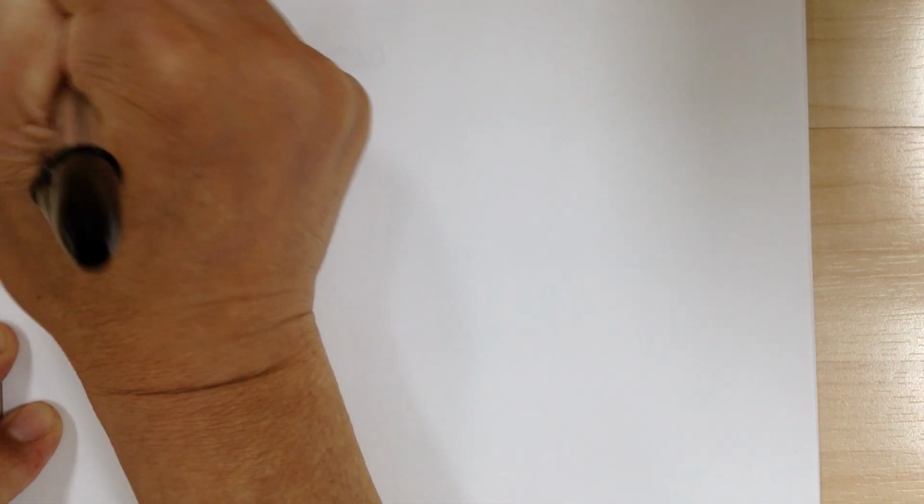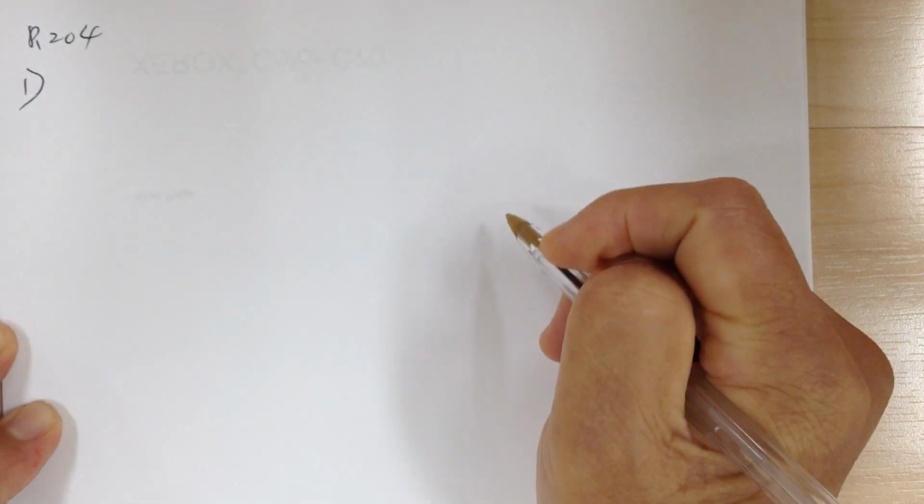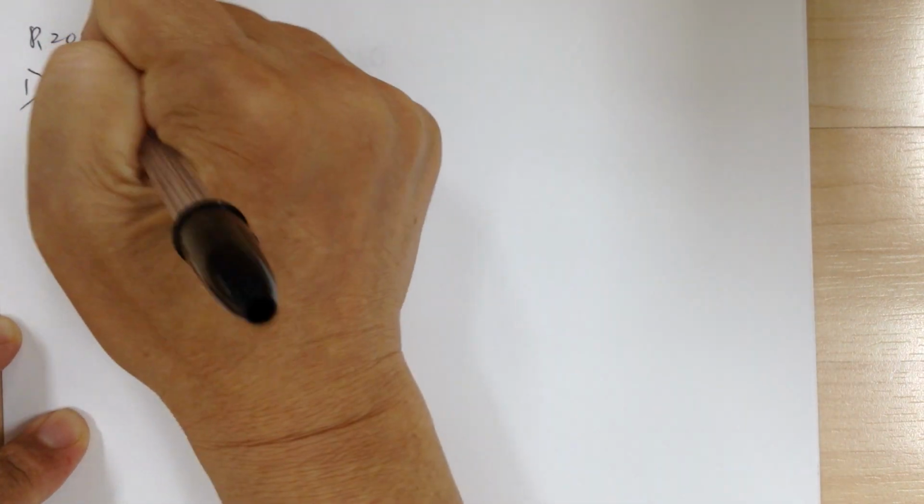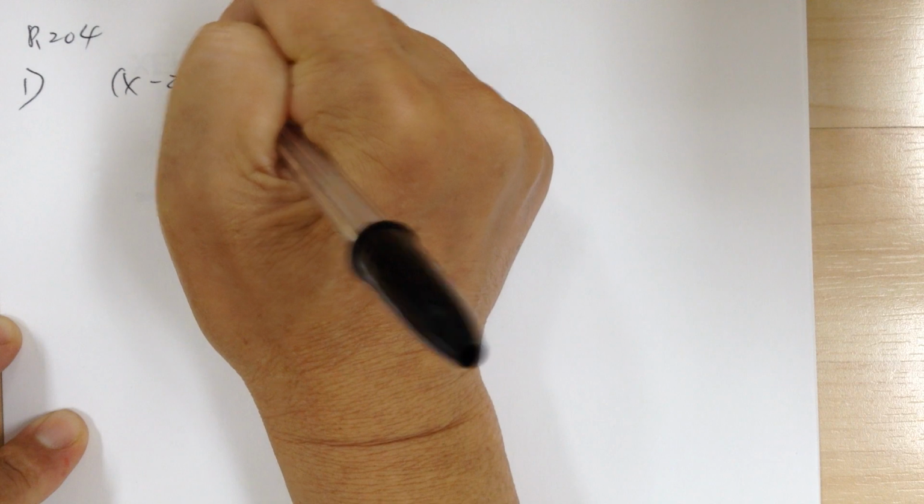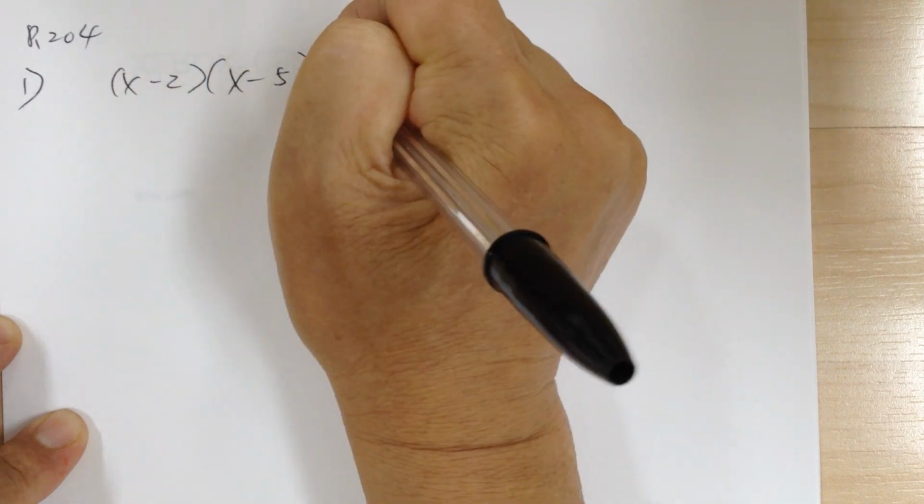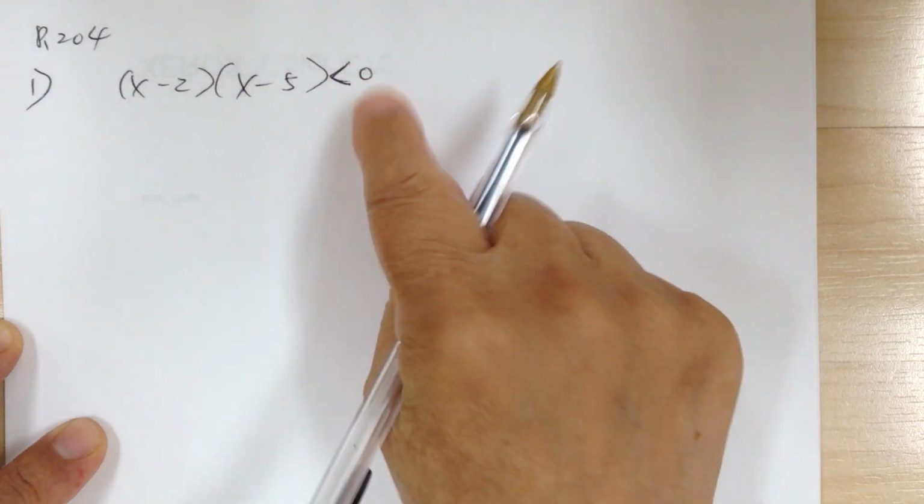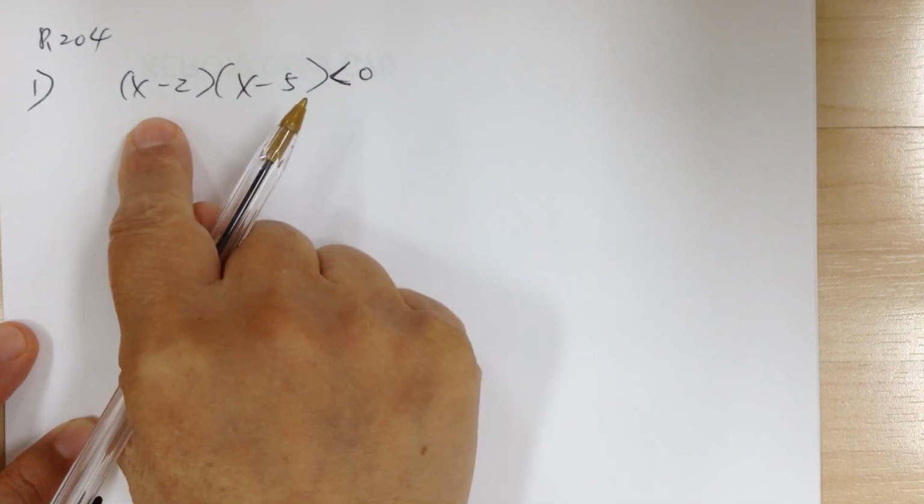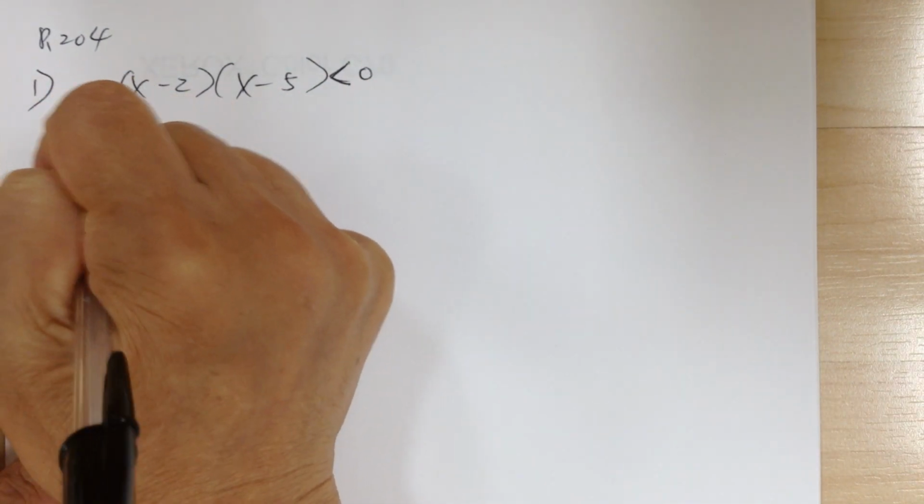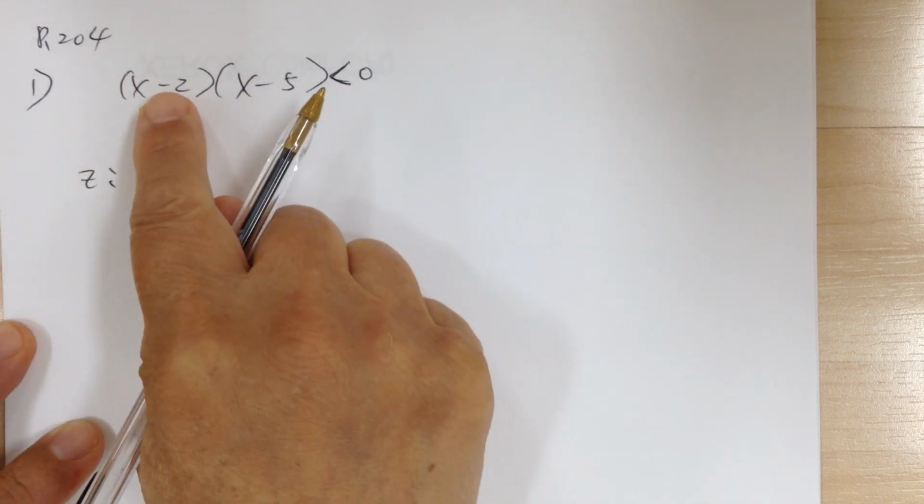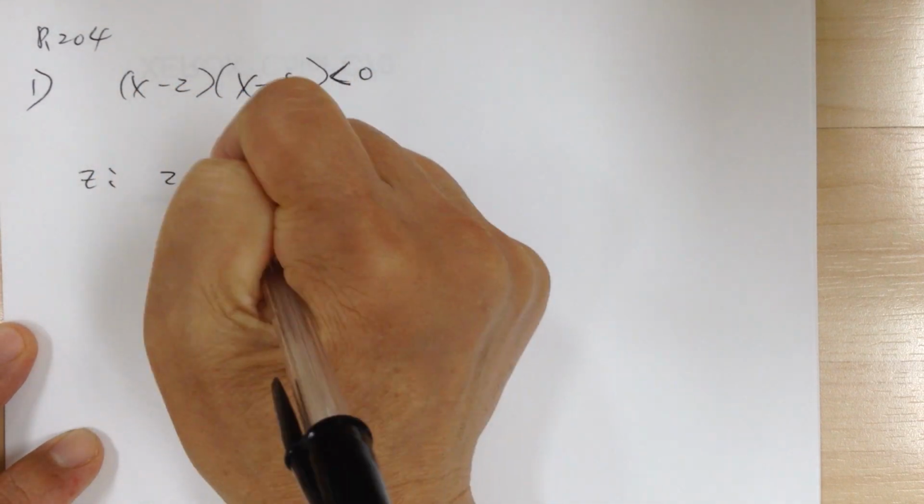Let's go to page 204. Start with number 1. We have (x - 2)(x - 5) is less than 0. The right side is equal to 0, and this is factored, so everything's good, and we can get the zeros right away. This will be the 2, and this will be the 5, right?